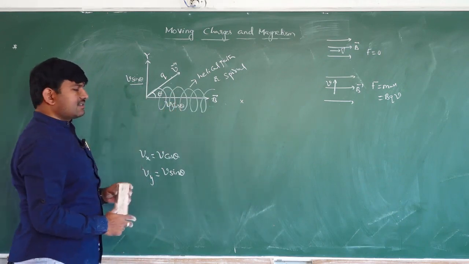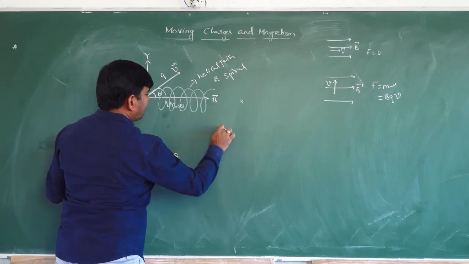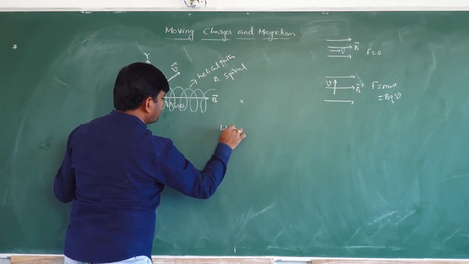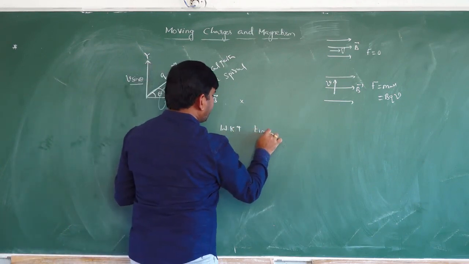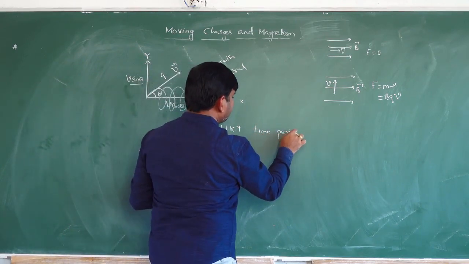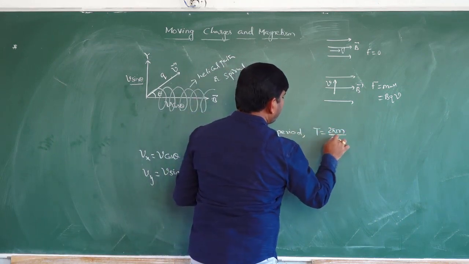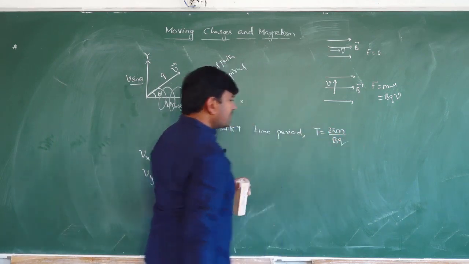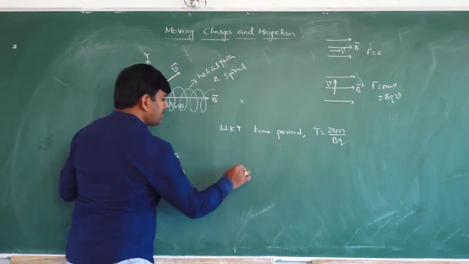Now, in this spiral path case, what is the time period of revolution? We know the time period T is equal to 2 pi m by BQ. So, time period is independent of the velocity. Let me see here. Circular path is because of what?